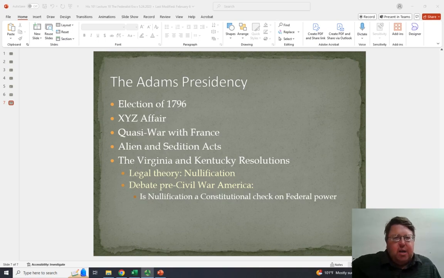The Adams presidency, the election of 1796. John Adams is the first place vote getter. He's a Federalist. Thomas Jefferson is the second place vote getter, and he will be the vice president. And so you have an interesting thing where you have a Federalist, John Adams, and a Democratic Republican, Thomas Jefferson, as your vice president.